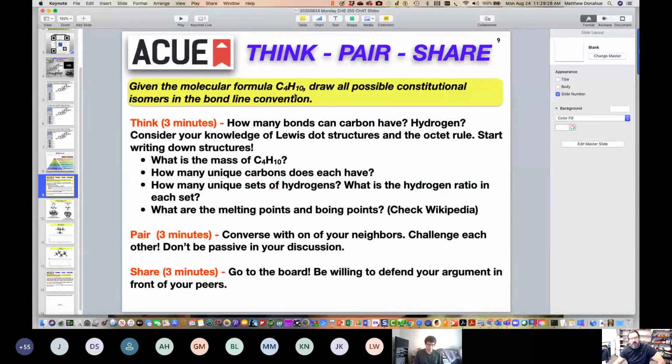You're given this formula, C4H10, start drawing some structures. Remember that the structures have to obey Lewis dot rules and the octet rule. Some additional prompts: What is the mass of C4H10? How many unique carbons does each structure have? How many unique sets? What are the ratios of those sets? And then look up the melting and boiling points. You can check Wikipedia for that. That's a pretty good place. Take some time, if you're ready, to show the structures in your webcam.